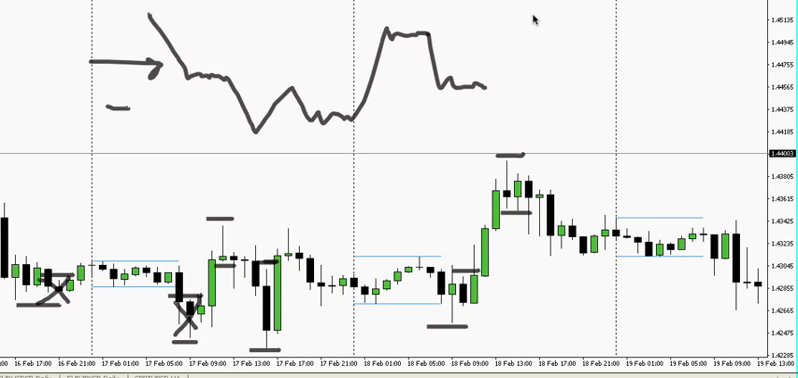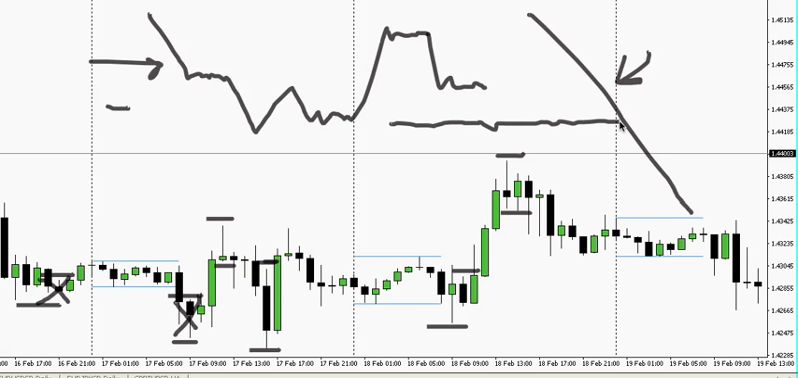10% of the time price will do this. It will just move in one direction. Okay, and in other words, this is the least likely thing to occur. And the other least likely thing is price to just consolidate and consolidate and consolidate and consolidate. That's the least likely thing to happen.